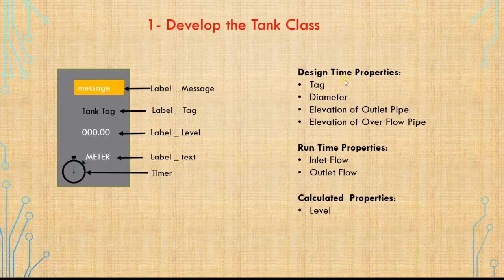So these are the design-time parameters: the tag, the diameter, the elevation, and the elevation of the outlet. And then these are my runtime properties. At runtime, I will always change the inlet flow and the outlet flow, and then it will always come up with my level.